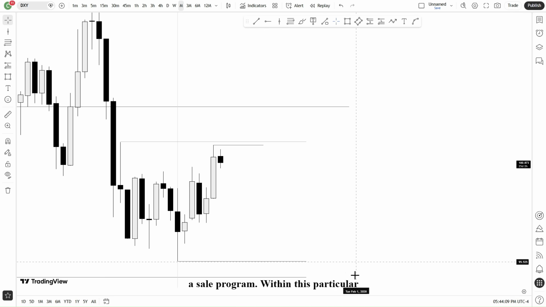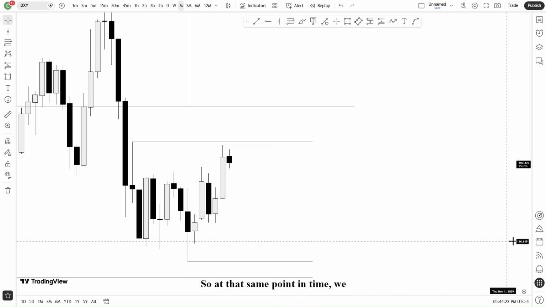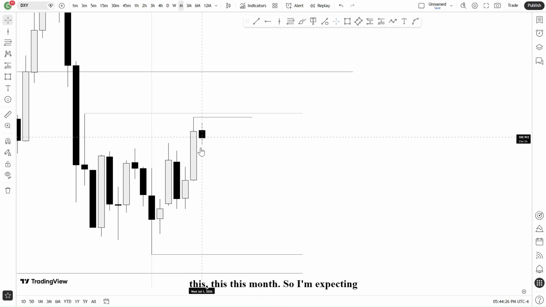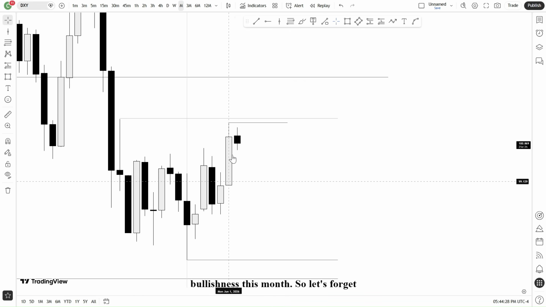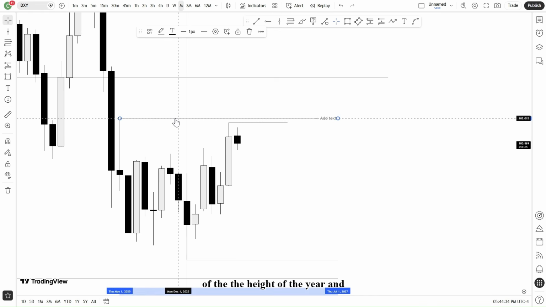So we're expecting a sale program within this particular quarter, which I'm expecting the smart money reversal from this quarter open. Exactly. Now listen, at that same point in time, we are still expecting higher prices this month. So I'm expecting bullishness this month. So let's forget about expecting the high of the year and look at the current price action.